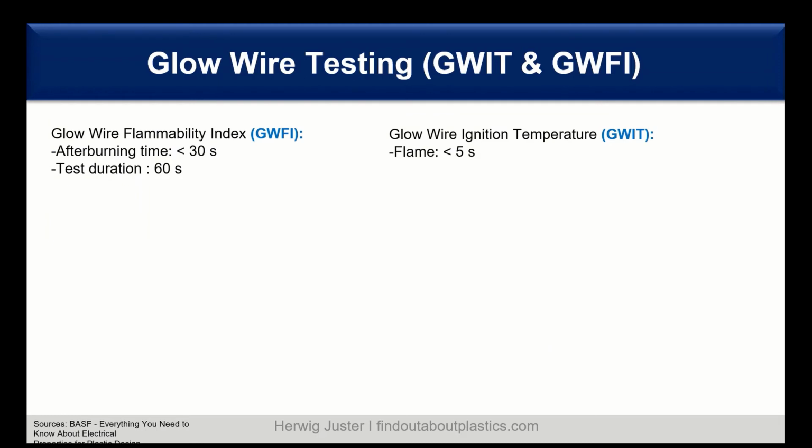And here's the short summary between the two, the glow wire flammability index and the glow wire ignition temperature. So for the glow wire flammability, after burning time is below 30 seconds and test duration is 60 seconds, whereas the glow wire ignition, it's more stringent as the extinguishing under 5 seconds.